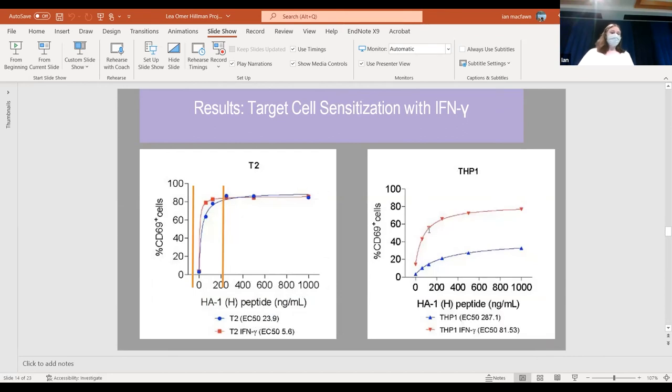And then if you just look up close at T2, it does appear that they are about the same once they level out. And that's true. Once they reach their maximum amount of CD69, that's all they're going to get. But if you look at a smaller dosage of peptide, you'll see that T2 with interferon gamma is doing better than regular T2. As you get to that higher dose, once it reaches its capacity for CD69, that's all it's going to do. And then if you look at THP1, THP1 with interferon gamma is doing way better than regular THP1.